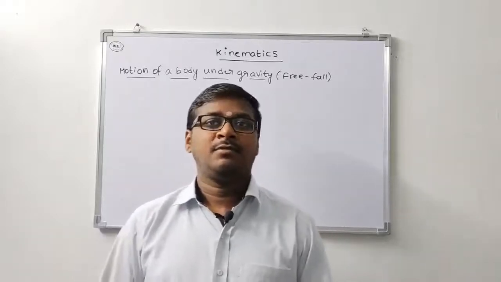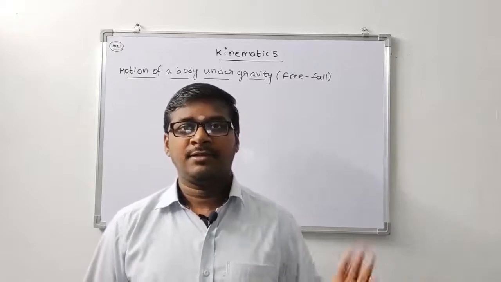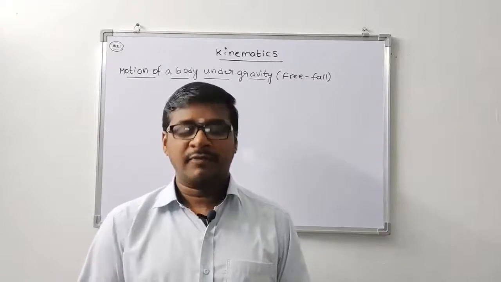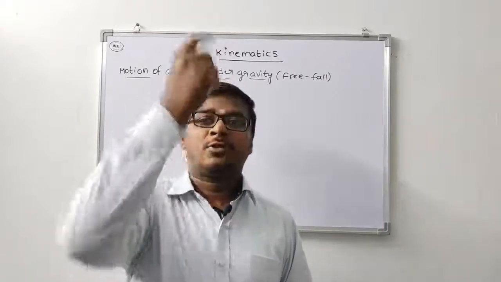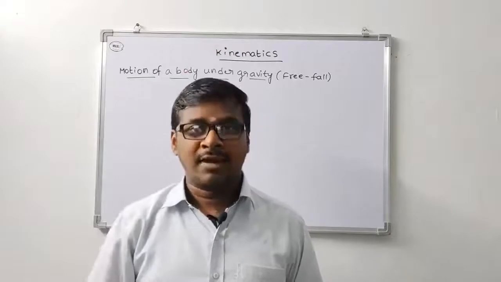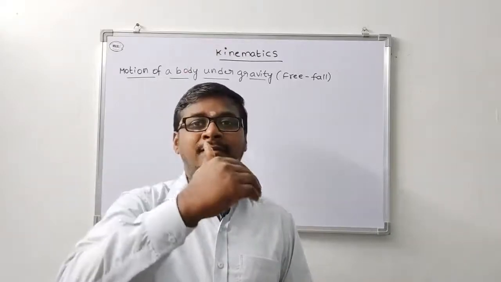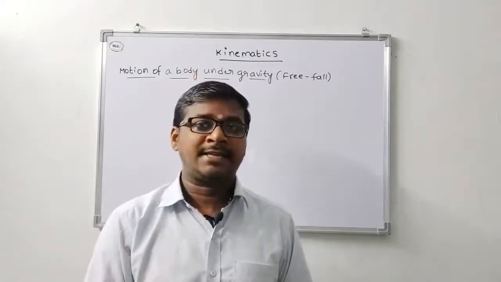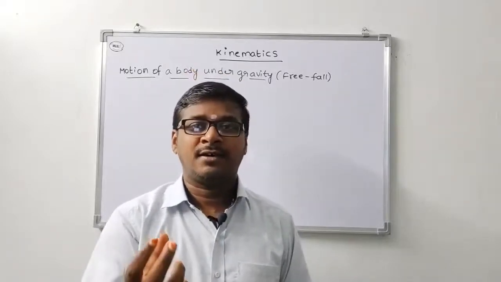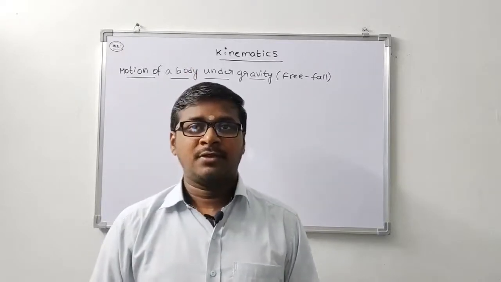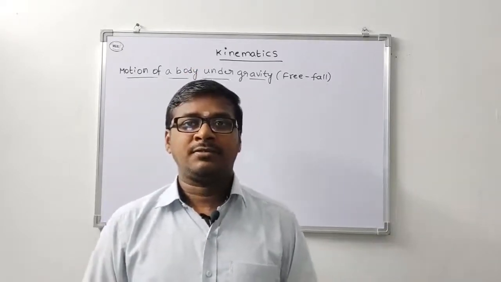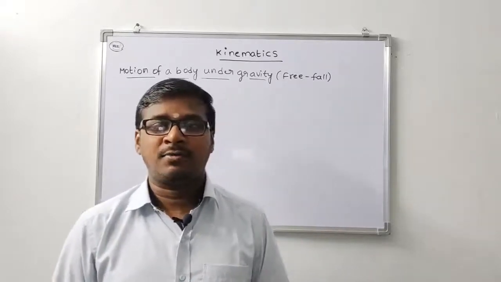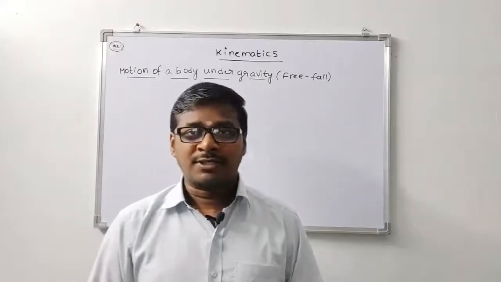Our topic today is motion of a body under gravity, that is, the freely falling case. When any body is projected upward, it reaches a maximum height and then returns to the earth's surface. One force is exerted on the body, and that force is the gravitational force. The acceleration or force of attraction of the earth on bodies is called the force of gravity.